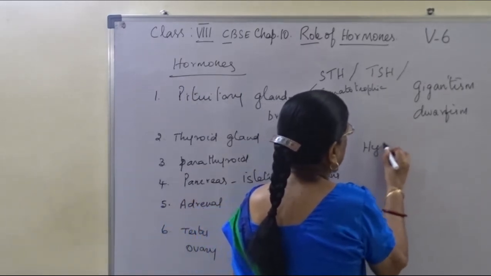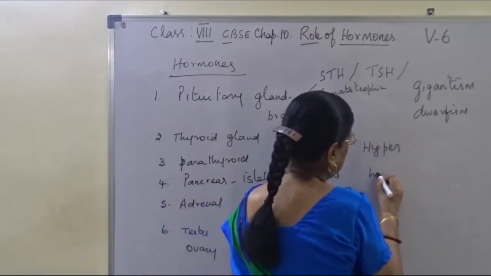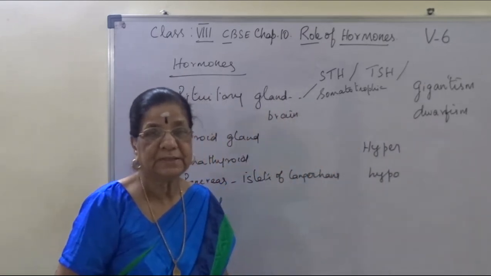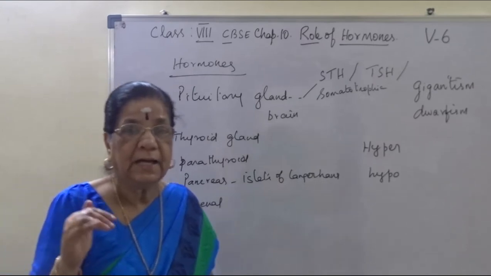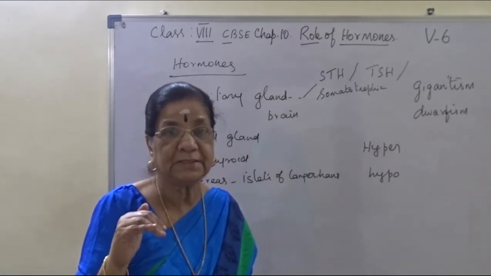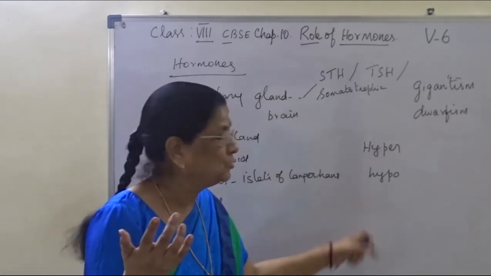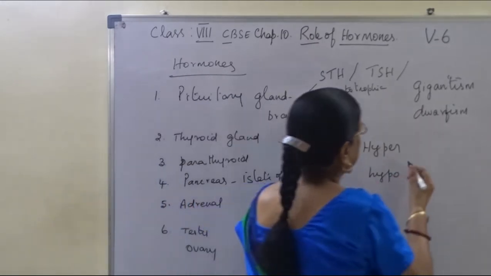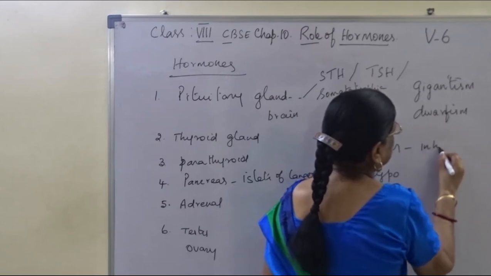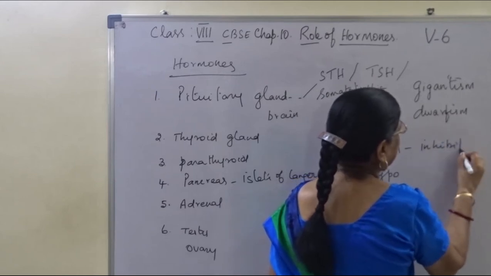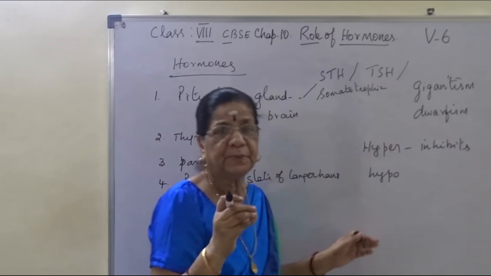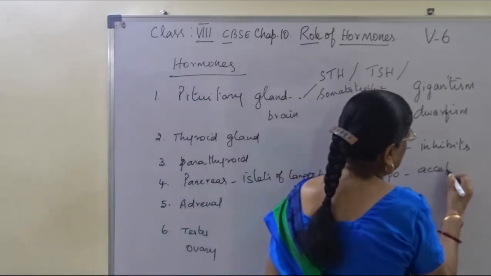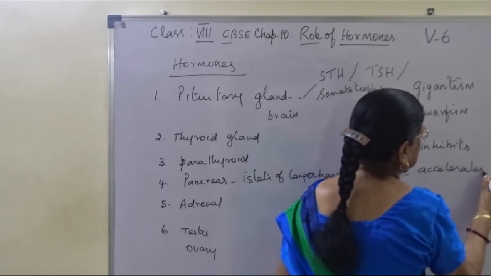One is hypersecretion, another one is hyposecretion. Hypersecretion is excess, hyposecretion is less. So hypersecretion will inhibit, prevent the secretion, whereas hyposecretion will accelerate the secretion.